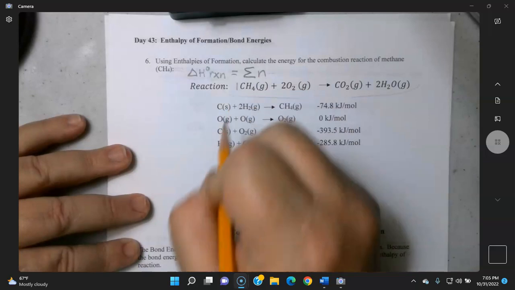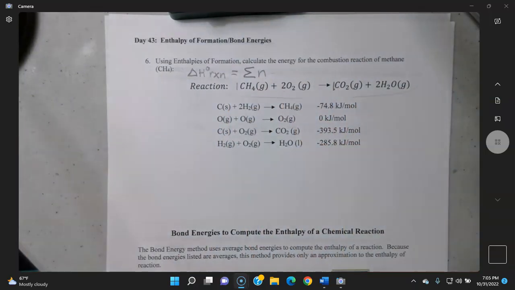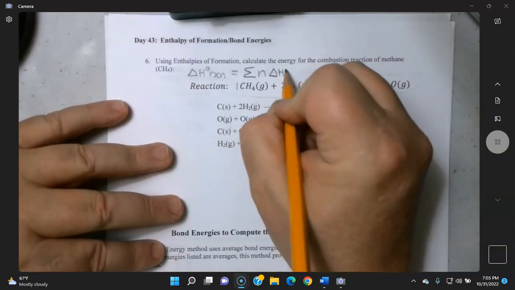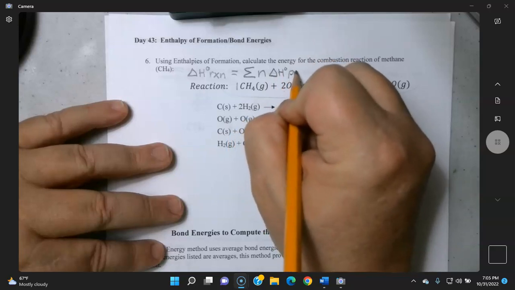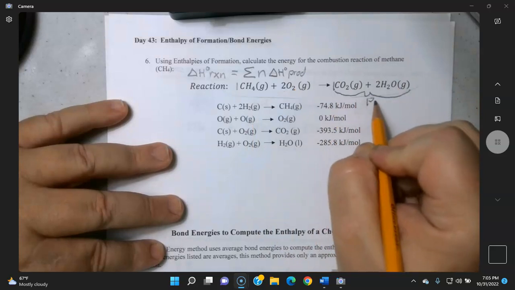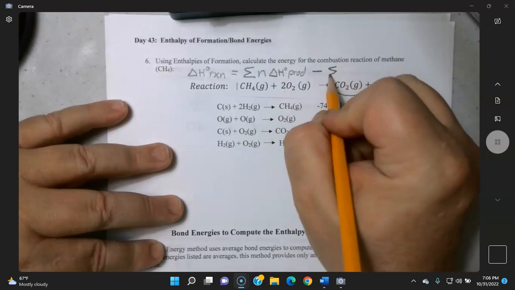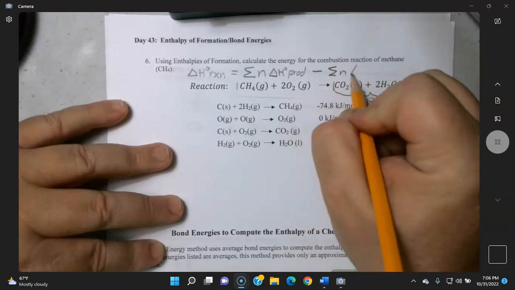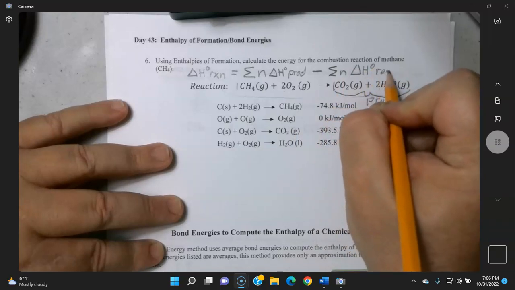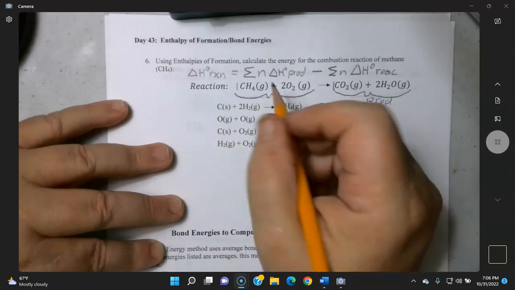So the CH4 has 1 mole, the oxygen has 2, the CO2 has 1, and the H2O has 2. Of the standard enthalpies of the products. And these over here are the products on the right side of the arrow, minus the summation of the number of moles of the standard enthalpies of the reactants. And these over here on the left side are the reactants. So products minus reactants.